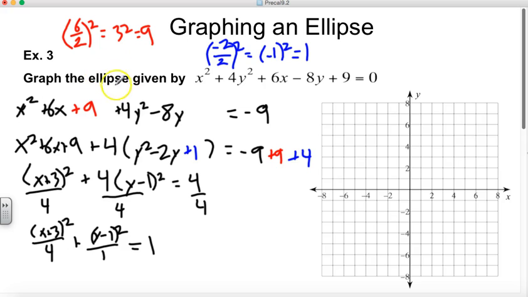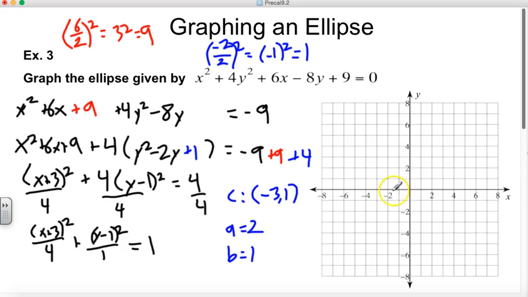Alright, so now we want to graph the ellipse. So now it's standard form, it's easy to graph it. We just need to identify our center. So our center is at -3, 1. And then our value for A is the square root of 4, which is 2. And our value for B is the square root of 1, which is 1. So once you know A, B, and your center, you can graph it.